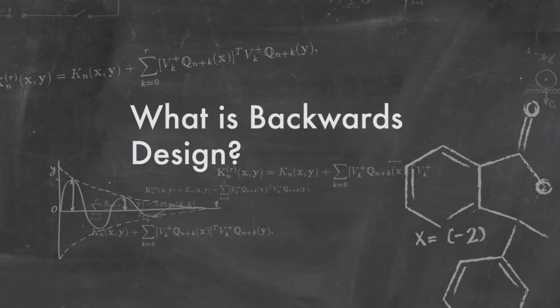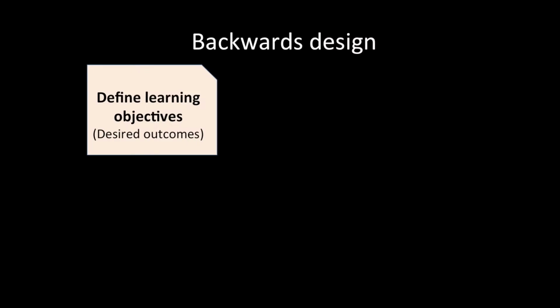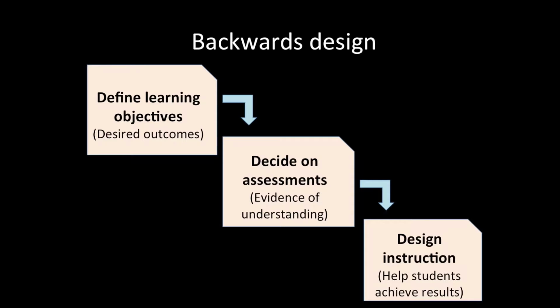My name is Bill Penuel, and I study teaching and learning in STEM fields, particularly in K-12 education. So backwards design is really a three-step process. First, you define your learning goals. Then, you design an assessment of those learning goals. And third, you select or design activities that will help you to meet the learning goals.